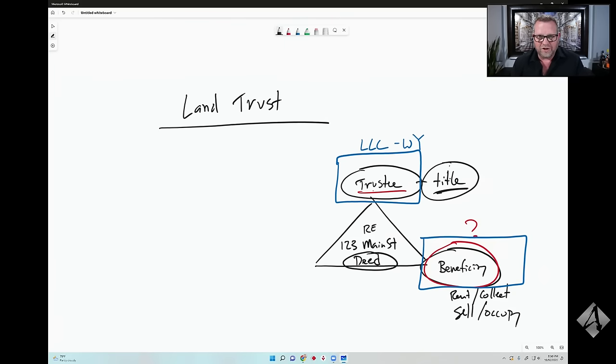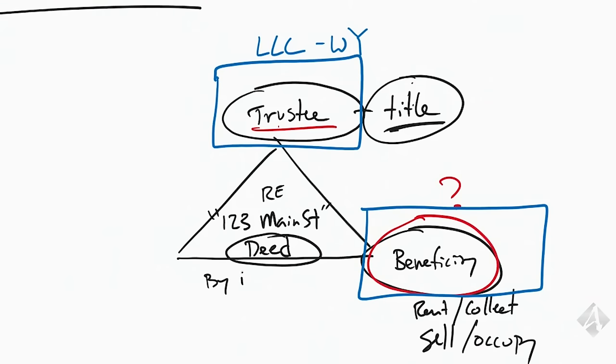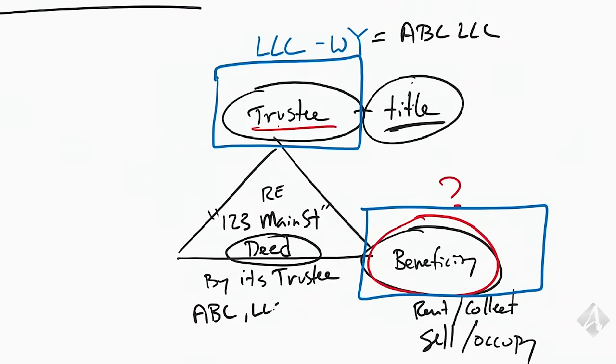And I like to use the actual address in the name of the trust. So I might call the trust the 123 Main Street Trust. And then it's going to be by its trustee. And let's just say this LLC up here is called ABC LLC. By its trustee, ABC LLC.